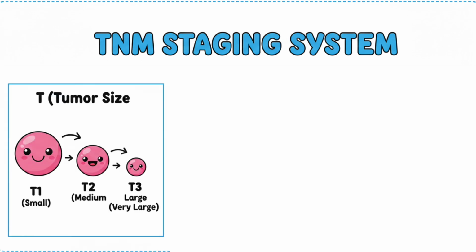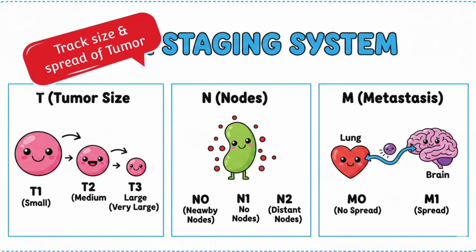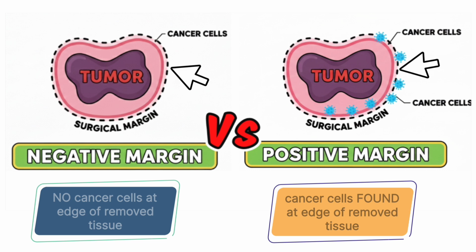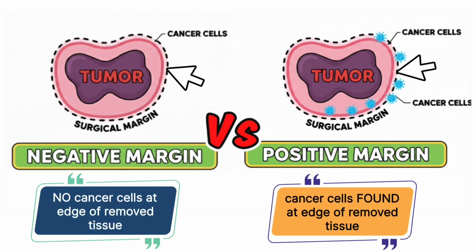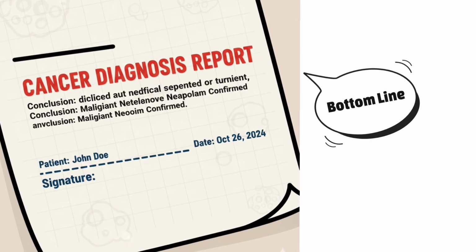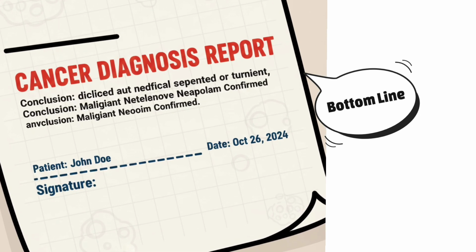Then there is staging, often shown as TNM, which tracks the size of the tumor and if it has spread. Then there is the check the margins section. Negative or clear means no cancer cells were found at the edge of the removed tissue. Finally, the diagnosis or summary is the bottom line, which is the final word on the findings.